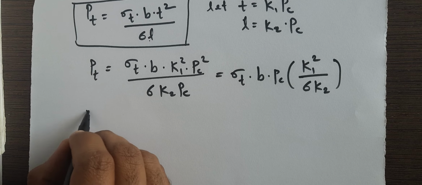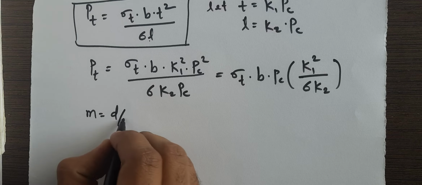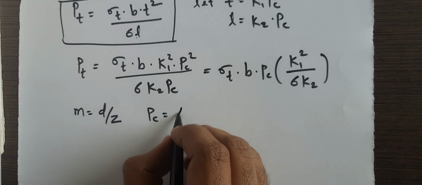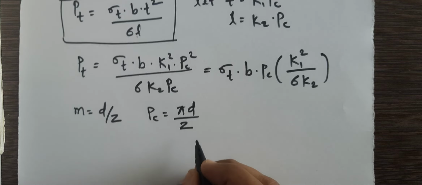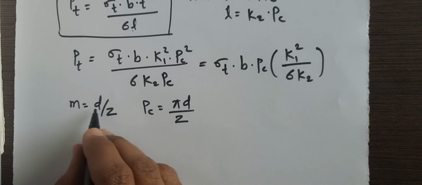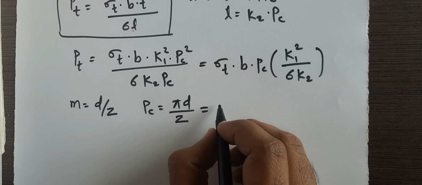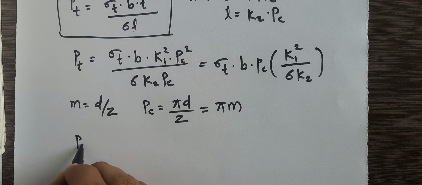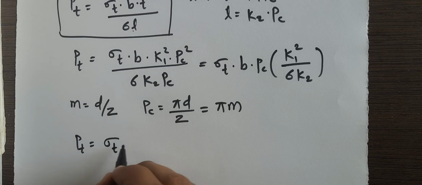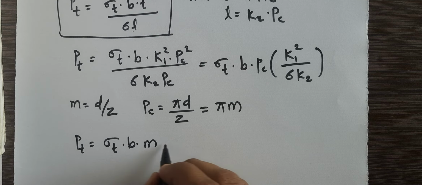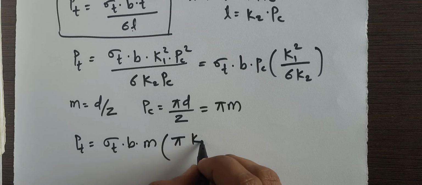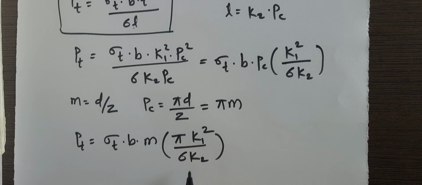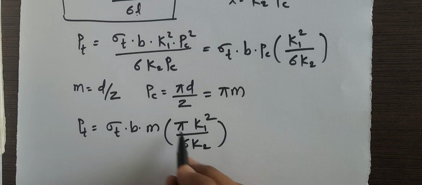Now we have module is equal to d by z, pitch circle diameter divided by number of teeth, and circular pitch Pc we have circumference divided by number of teeth. So here d by z is nothing but module, so your Pc will become pi into m. So instead of Pc we'll write here pi into m. Our equation will become Pt is equal to sigma t b m, in bracket, pi K1 square divided by 6 K2. Now here this complete constant term we have written in this bracket.